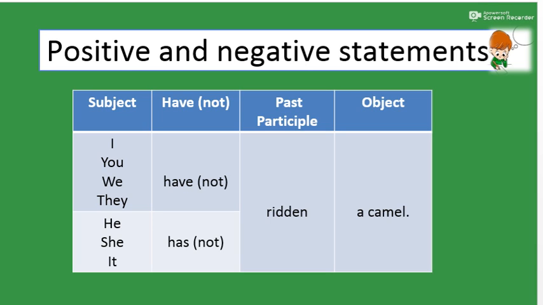Okay. Positive and negative statements. Positive is plus. Negative statements. Okay. Subject at first. Example, I, you, we, they, he, she, it, okay? Have and has are auxiliary verbs. If negative, you can use not, okay? Have not, has not. And verb, past participle. Example, ride, rode, ridden. Past participle is ridden, okay? Object. A camel. Okay, students, please. You have to focus on this.